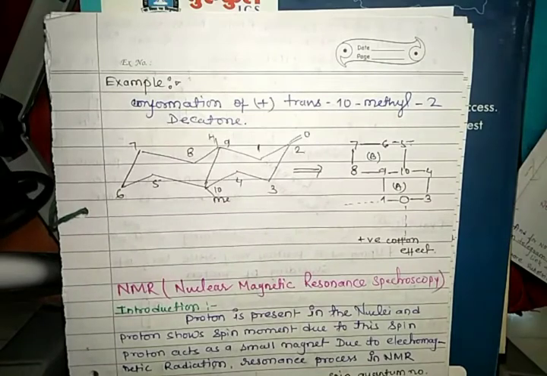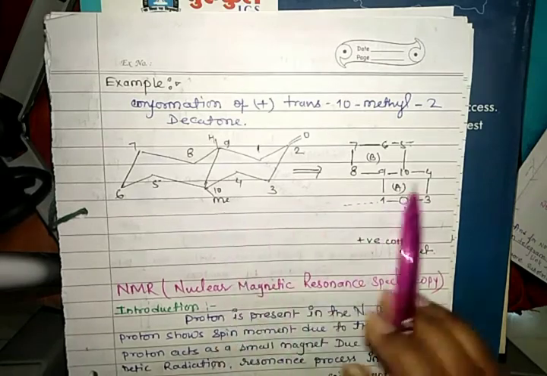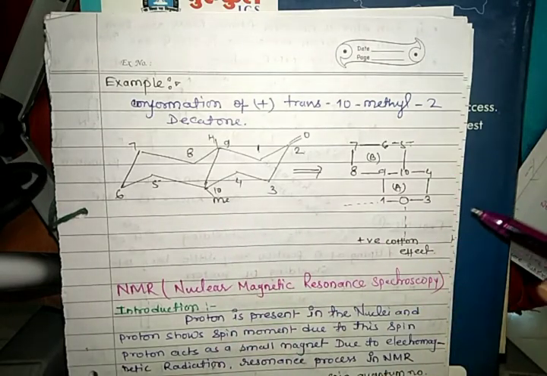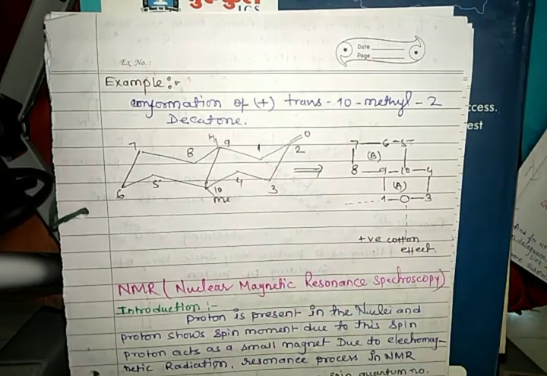So for applying octant rule, first we have to form the chair form structure of any molecule or cyclic molecule. Then we convert it into rear octant. In the next video, we will study about NMR, nuclear magnetic resonance spectroscopy. So here our topic is completed.